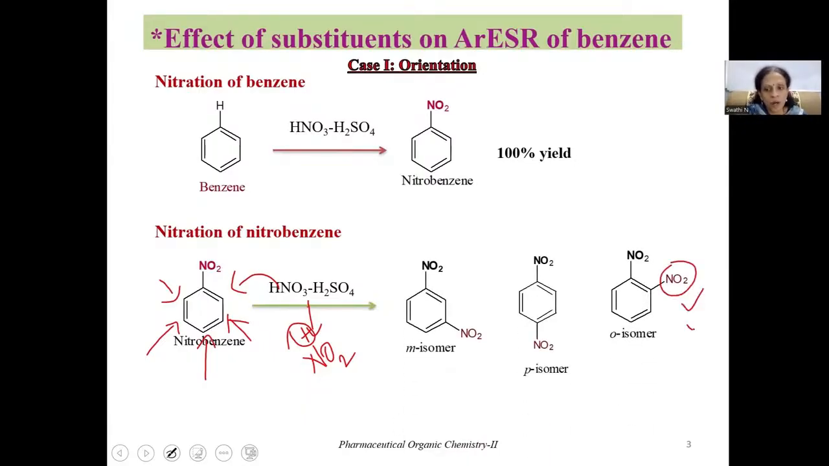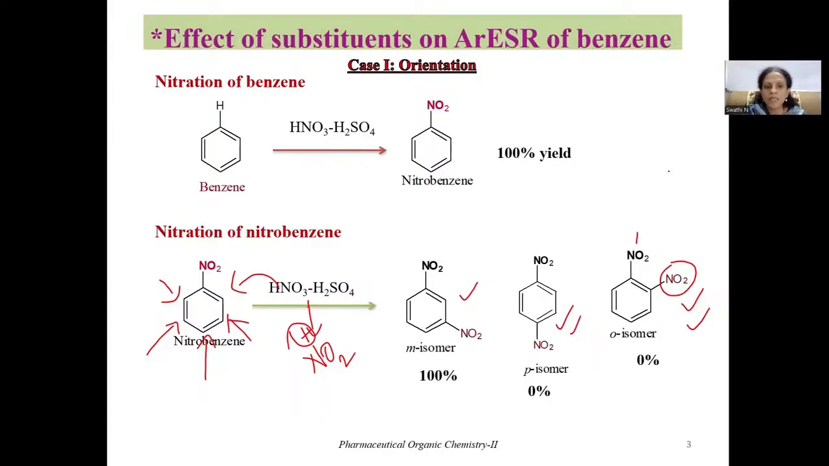This is the structure of ortho isomer where we have attached a nitro group ortho to the first nitro group which is present on the benzene ring system, and this is the structure of meta isomer where both the nitro groups are meta to each other. So this is the structure of para isomer where the 2 nitro groups are present para to each other, that is exactly opposite to each other on the benzene ring system.